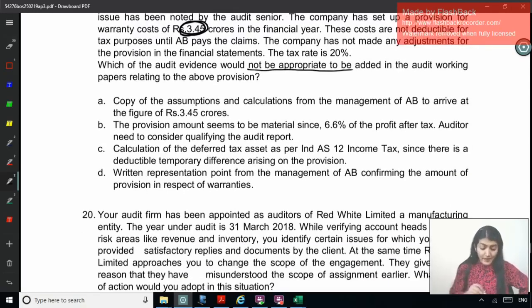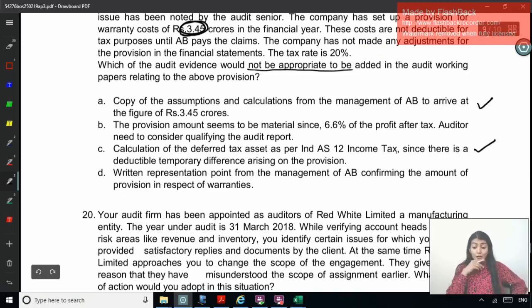Let's read the next one. Calculation of the deferred tax asset as per Ind AS 12 Income Taxes, since there is a deductible temporary difference arising on the provision. Should this be included in your working paper? Yes. And a written representation point from the management of AB confirming the amount of provision in respect of warranty. Will you take a written representation from the management for this one?